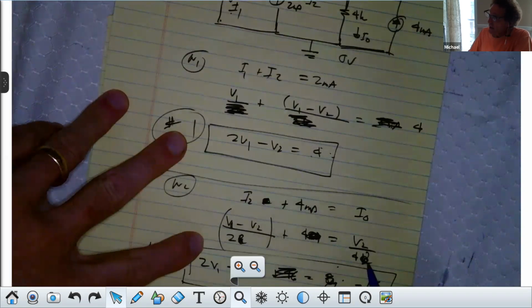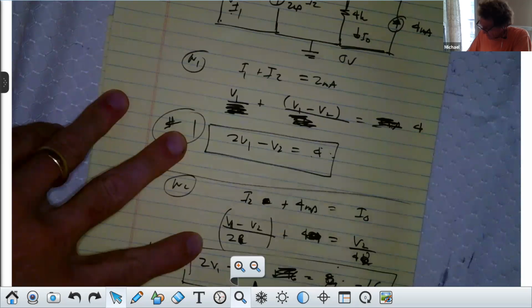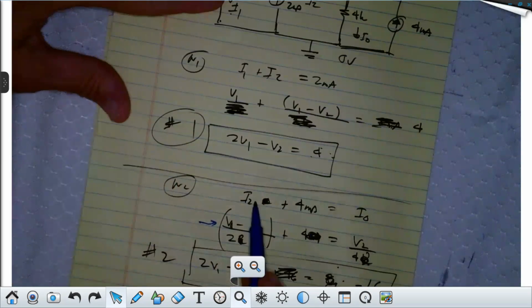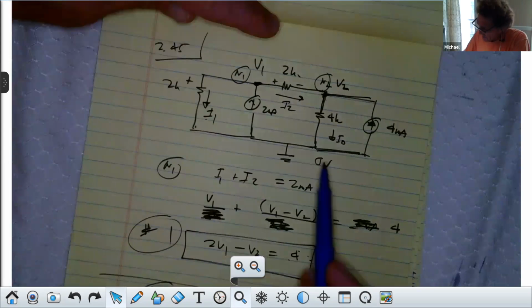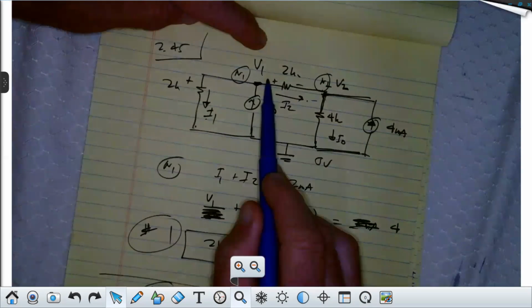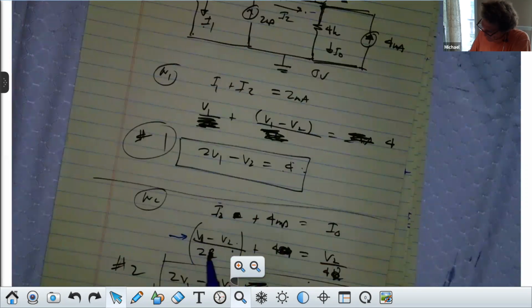Okay. No, wait, sorry. Can you repeat how you get that line? This line or this line? The second one, yeah. This? How you got it? What is I2? All right, take a look. I2 is this, right? I2 would be V1 minus V2 over 2000, right? That's 2K. That's how I got this.